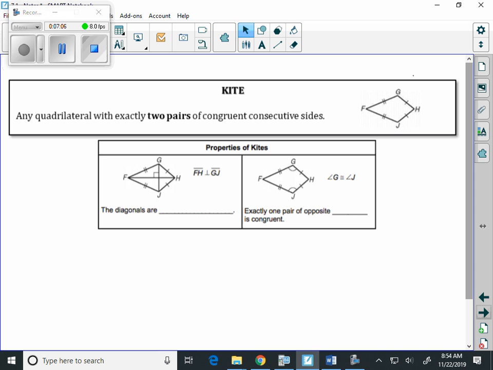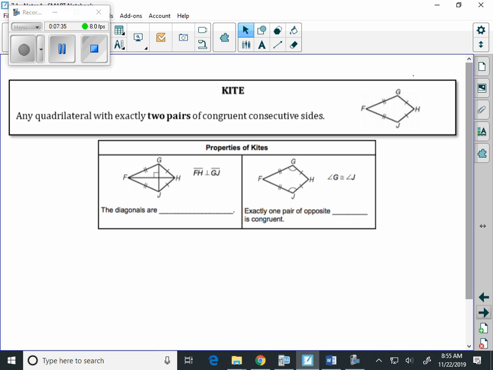In this case, we've got FG and FJ. They both have 2 tick marks. They're side by side, or right next to each other, is maybe better words to say. FG and FJ are congruent. And then the other 2, GH and HJ, are also congruent. It looks like your traditional kite if you go outside on a windy day and fly a kite.